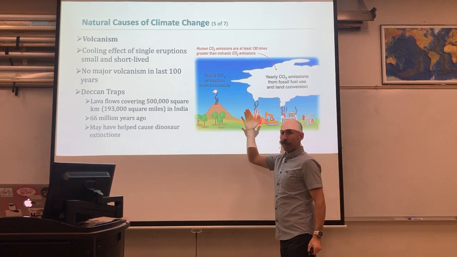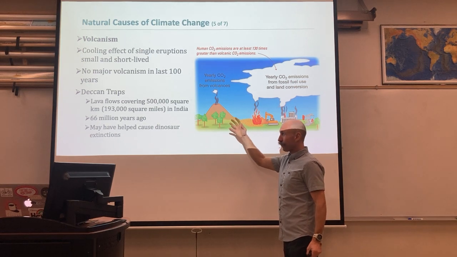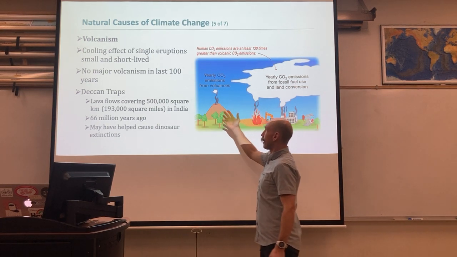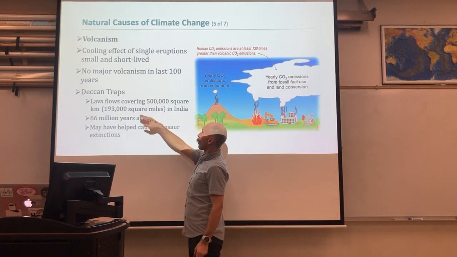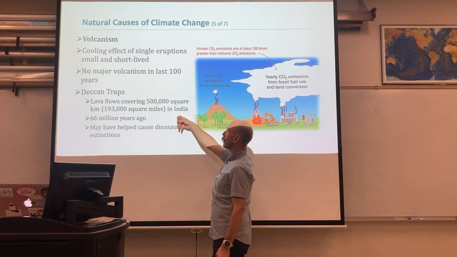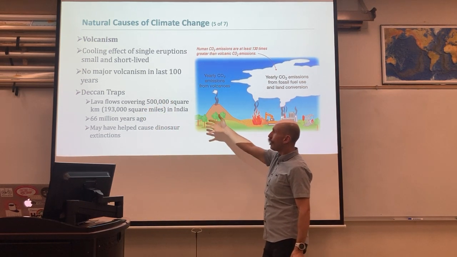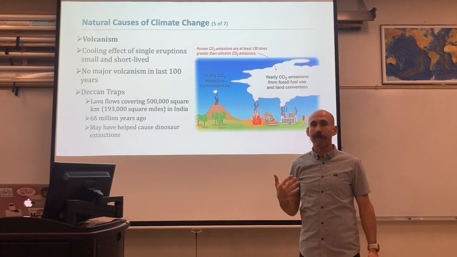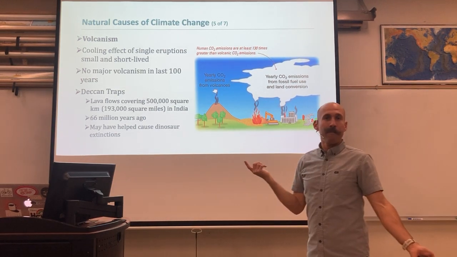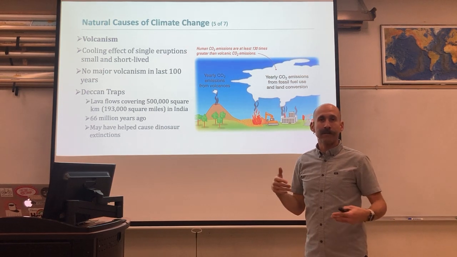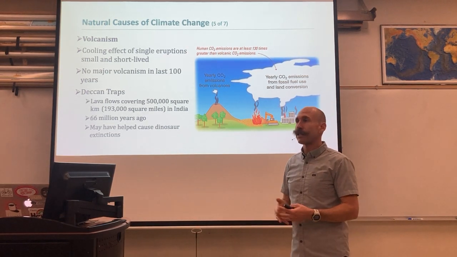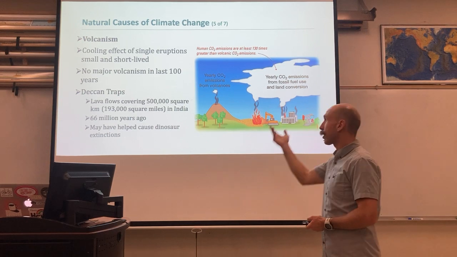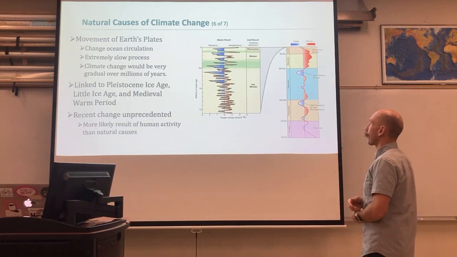Periods of big volcanic eruptions, like the Deccan Traps, which we've seen covered 500,000 square kilometers in India, could cause increased global warming. But we're not seeing that many volcanoes happen in recent times. There isn't an extensive amount of volcanic activity, so we could rule this one out also.